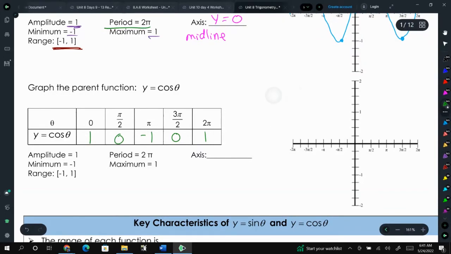So when we go over here, we have (0, 1), (pi over 2, 0), (pi, -1), (3 pi over 2, 0), and (2 pi, 1). So don't make this a V. You want to have some nice curve to it. And then we could go backwards and follow the same pattern. And that's what a cosine graph looks like.